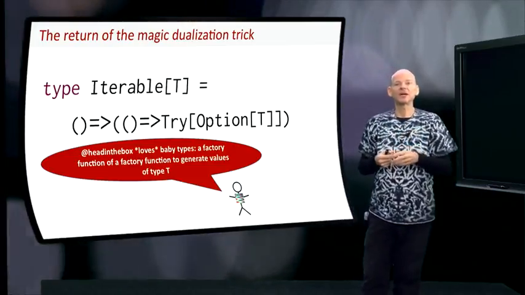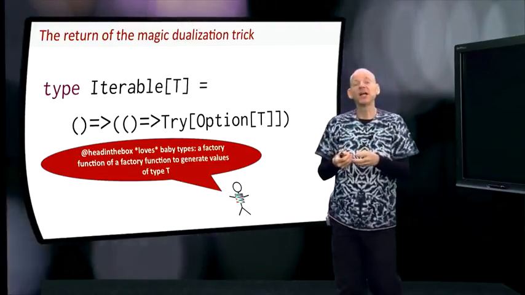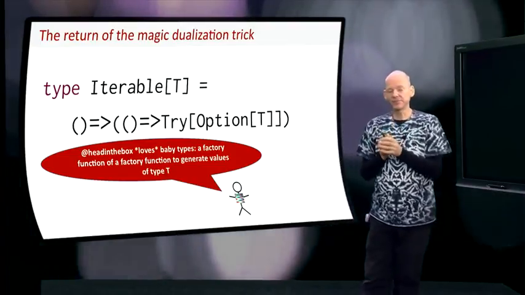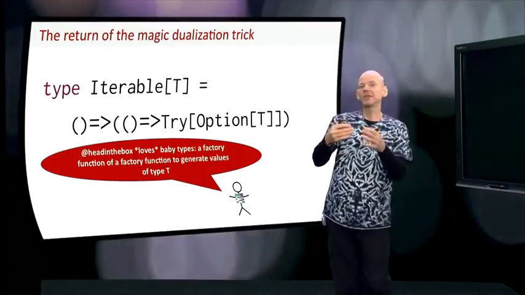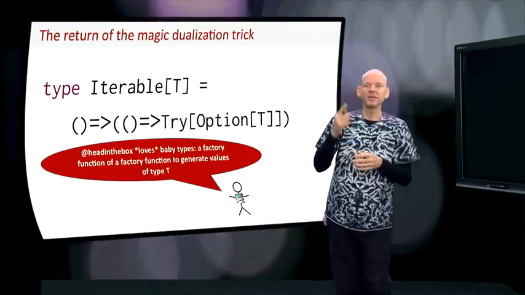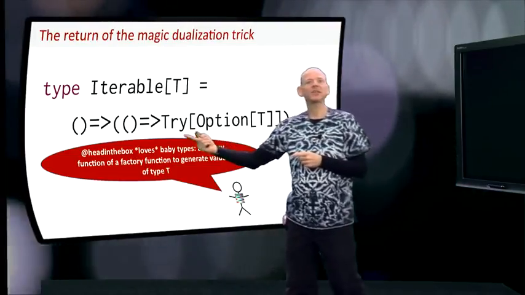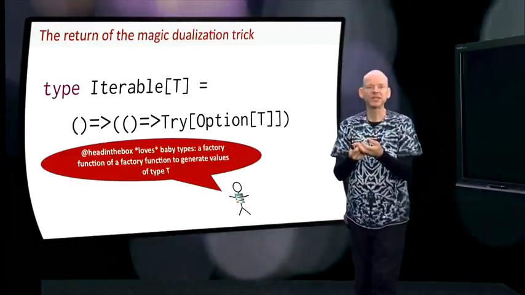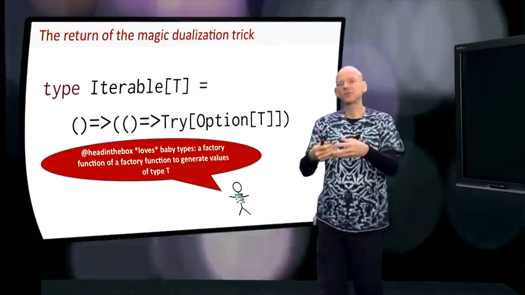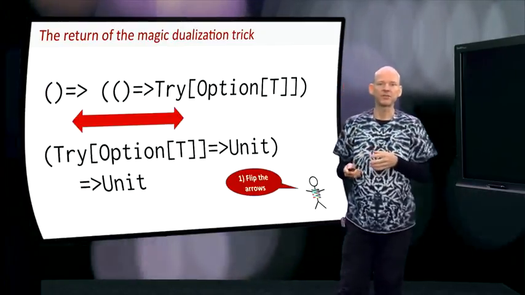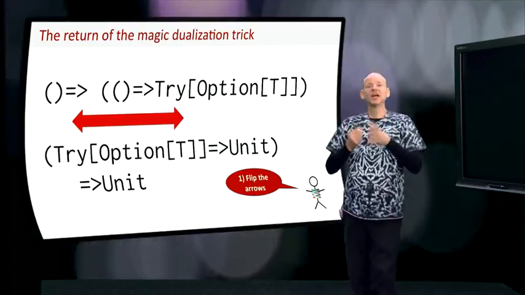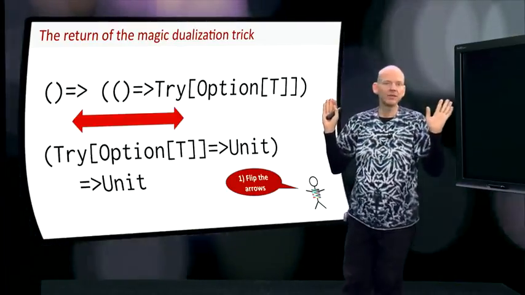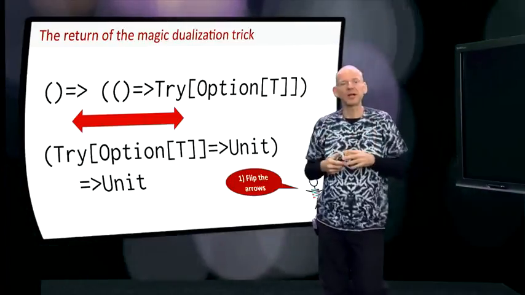We're going to talk about the dual of iterables, namely a push-based type, where we can get sequences of values in an asynchronous way. Because here you can see the synchrony, right? I have a function from unit to Try of T, and that function is going to block until the next value arrives. So let's flip the arrows around, and there we go. We just flip the arrows around.